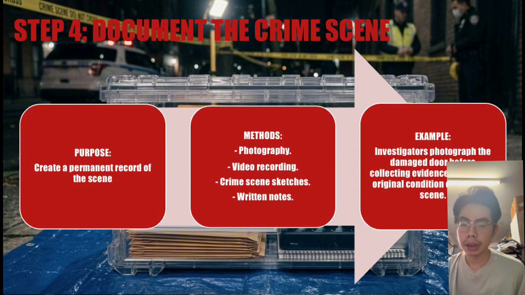Step 4 is to document the crime scene. The purpose is to create a permanent record of the scene. The methods are photography, video recording, crime scene sketches, and written notes. For example, the investigator photographs the damaged door before collecting evidence to show the original condition of the crime scene.